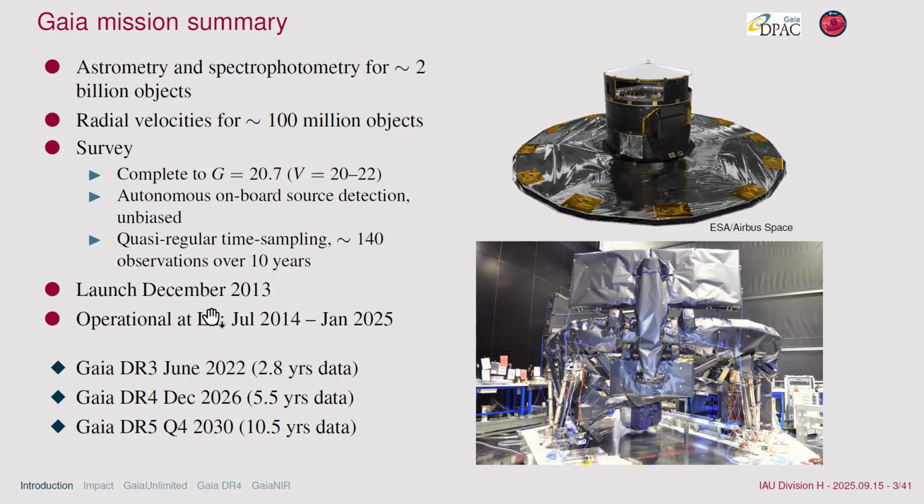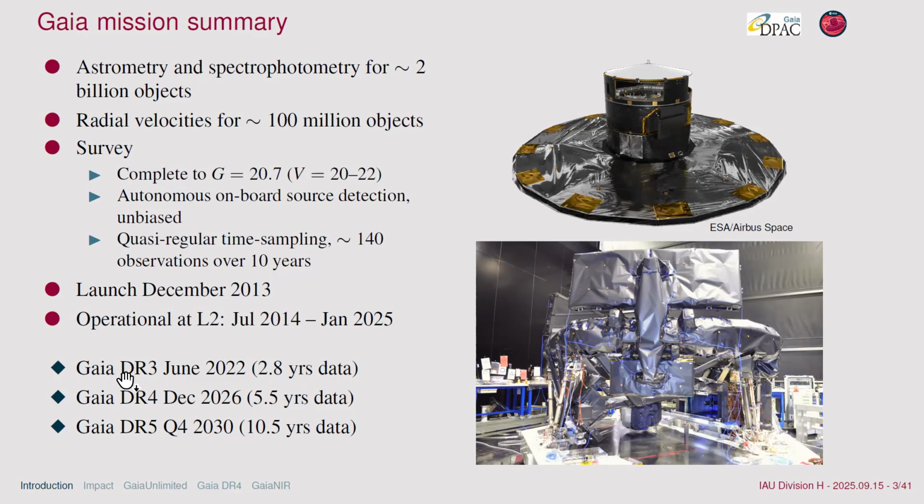It was launched at the end of 2013, and has been operating for 10.5 years at L2 without any major incidents, I should say. There are a couple of things that we had in the beginning, such as the stray light and the basic angle variation, but all of that we can deal with. And the mission has really been, in many ways, amazingly stable and quiet over those 10.5 years.